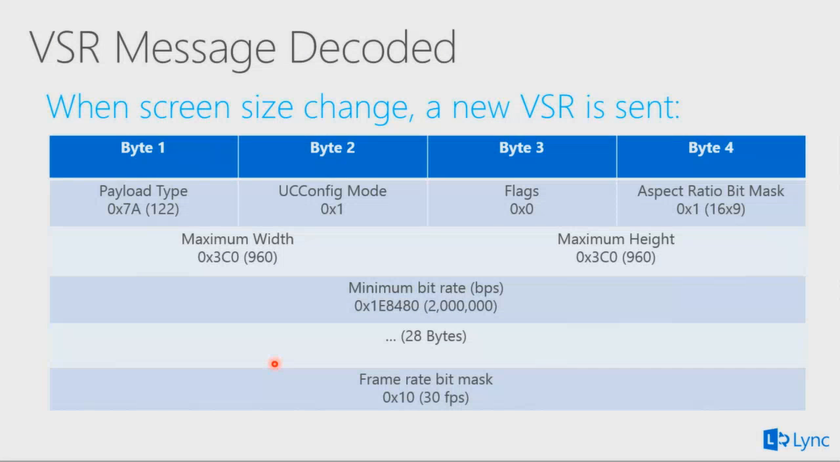I'm not going to go through the header because it's similar, but the entry is different. Same thing, the payload type, config mode. I'm still asking for 16 by 9. But look at the width and height. It changed. It changed to 960, right? And it's asking for 2 megabits per second. And it upgraded to 30 frames per second. So that's immediately what we can ask for.